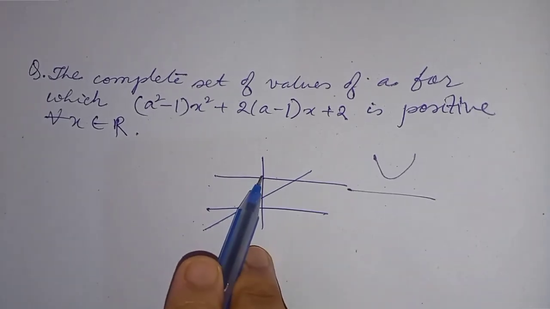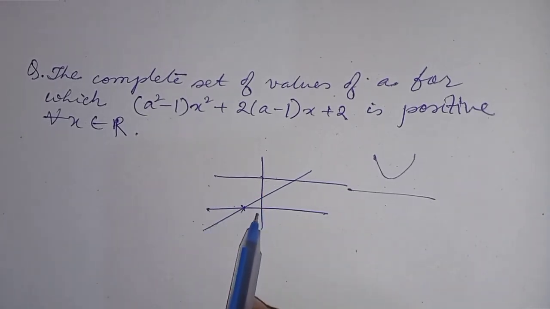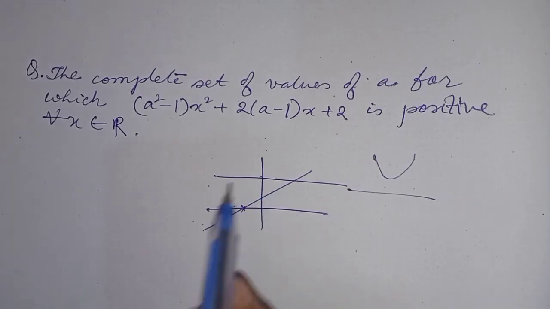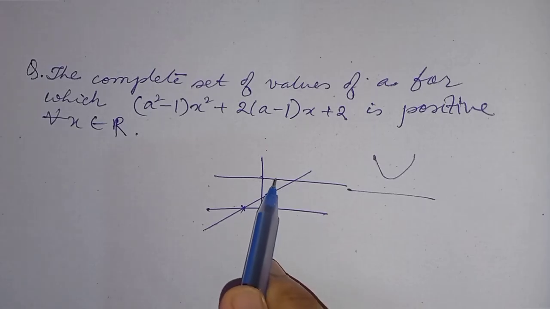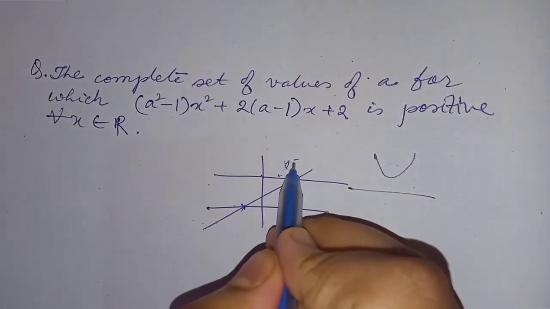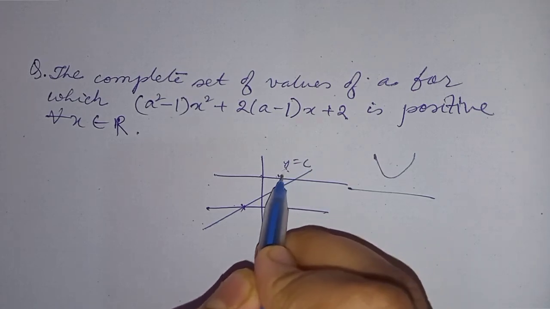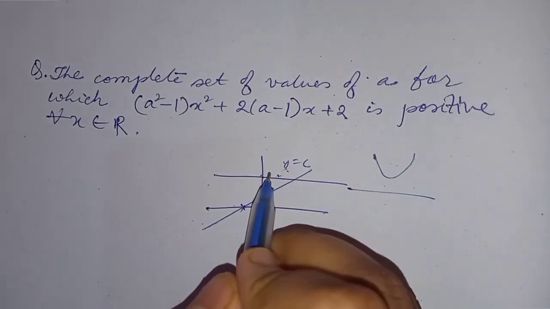So only in this particular case it will not cut the x-axis, that is, it will lie above the x-axis, but in all other cases it will always cut the x-axis. And if you carefully observe the expression for this curve, it is y equal to c, that is, the coefficient of x, the linear term, is also 0.